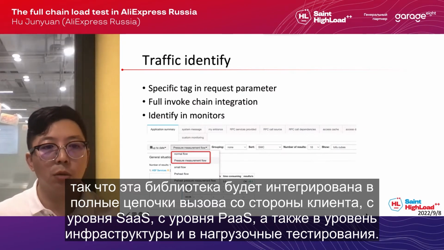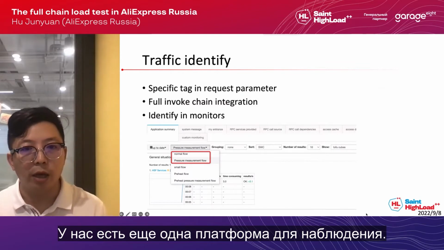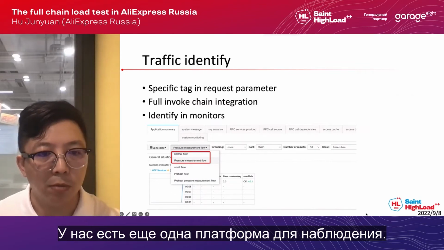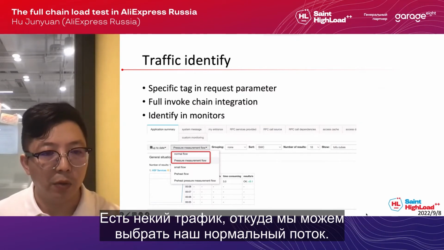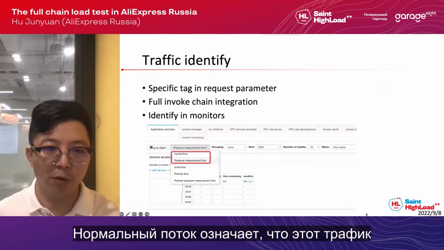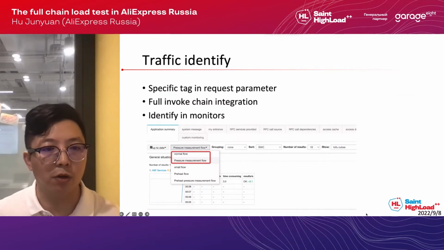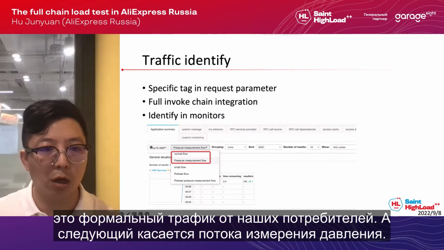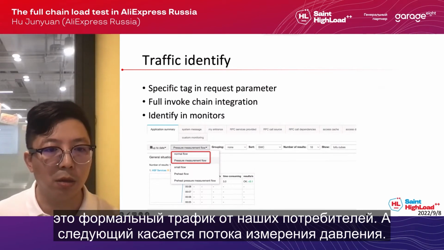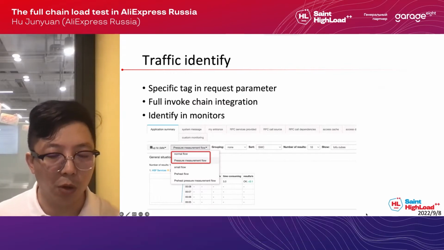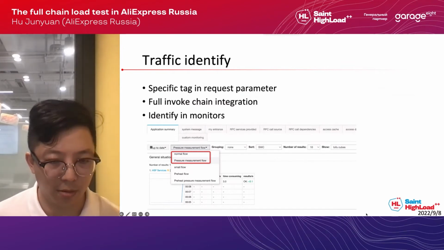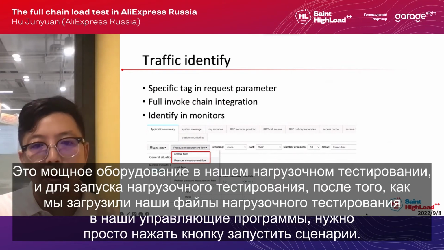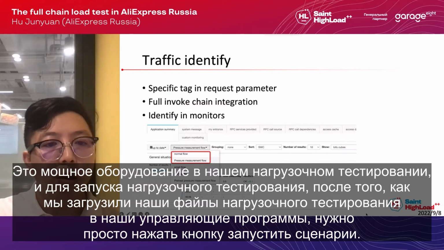And when the load test runs, we have another monitor platform to observe where the traffic comes from. We can select our normal flow. Normal flow means this traffic is formal traffic from our consumers. And the next is the pressure measurement flow. This means that the traffic comes from our load test. So this is a powerful piece of equipment in our load test.